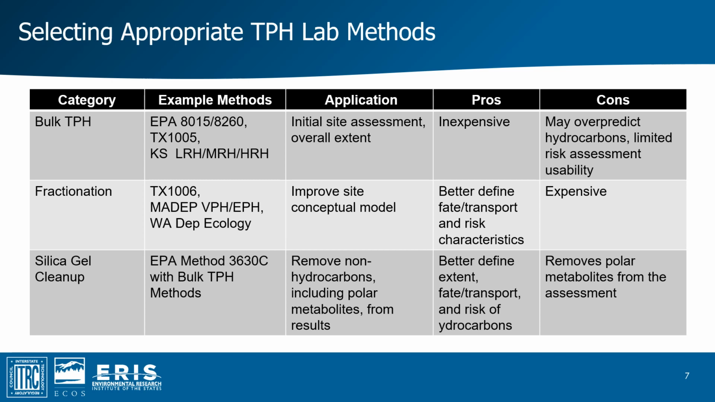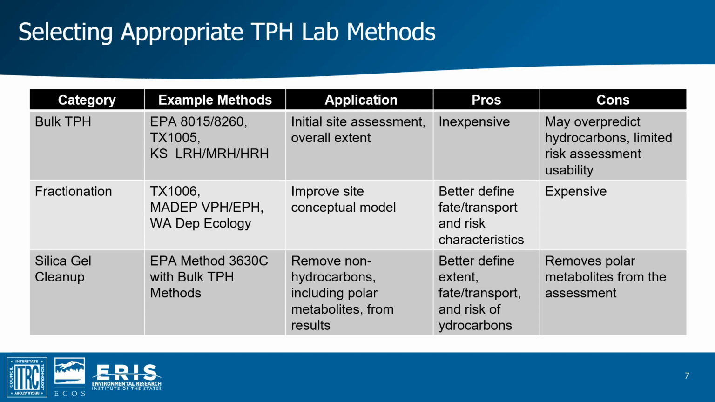Many agencies have turned to methods that separate the sample into fractions. In order to better understand fate and transport or risk, fractionation methods are frequently applied to a small percentage of the samples to better understand hot areas or areas of high uncertainty. These methods can be used to define extent, but they have higher costs, so are typically used more judiciously than bulk TPH analyses. Typical methods such as Texas 1006, Massachusetts VPH-EPH, or Washington Department of Ecology methods should be used.